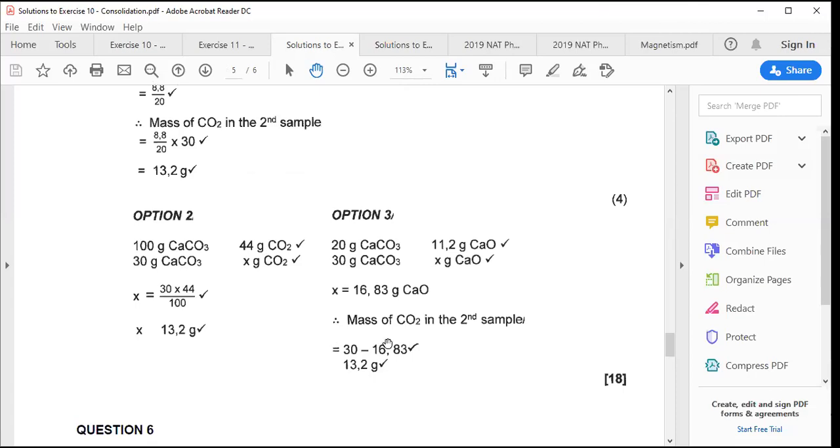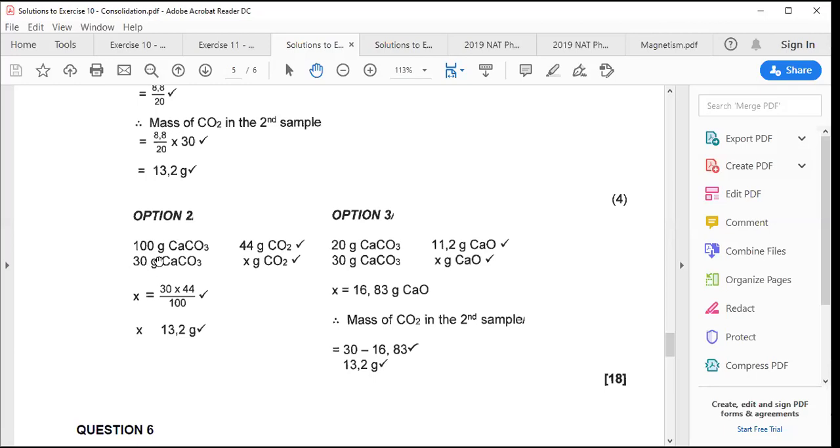Then the other one. There are a couple of options that you can use. You can say 100 grams of calcium carbonate. This is the molar mass for calcium carbonate. You get it from the periodic table: calcium is 40, carbon is 12, and oxygen is 16 times 3, which is 48. So 40 plus 12 plus 48 gives you 100 grams. Then carbon dioxide, you've got 12 plus 16 times 2, so it's 32 plus 12, which gives you 44.